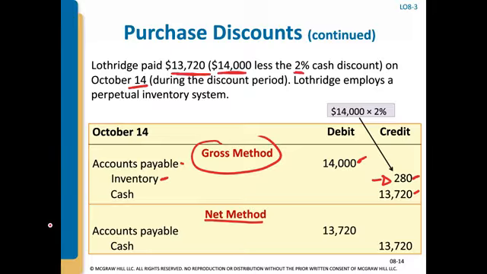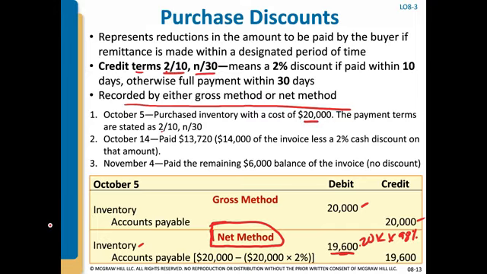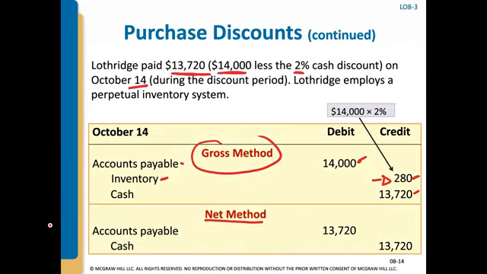Under the net method, I already recorded my inventory at the net amount. We already assume my inventory is going to be 2% less. So I don't need to reduce my inventory for the net method. I just paid cash for $13,720 and I'm going to reduce the accounts payable by that amount.